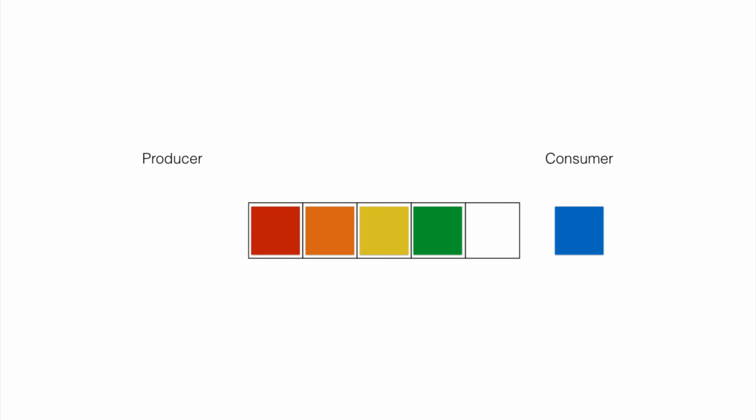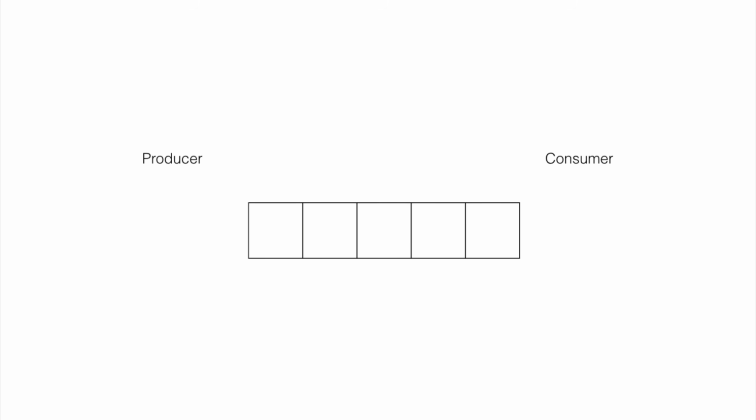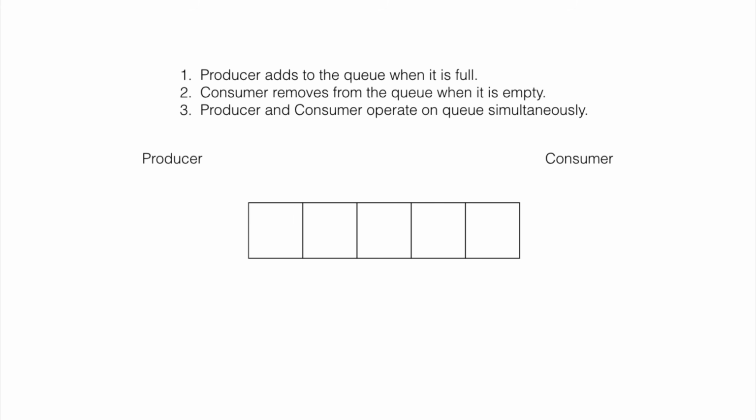On the other hand, if the consumer is running but the producer is not, then the consumer will not have enough data to operate on. In this case, we need to make sure that the consumer doesn't try to remove data from an empty queue, or from a queue where the producer is just starting to add data. Here are the three cases we're worried about. Number 1, the producer adds to the queue when it is full. Number 2, the consumer removes from the queue when it is empty. And number 3, the producer and consumer operate on the queue simultaneously.